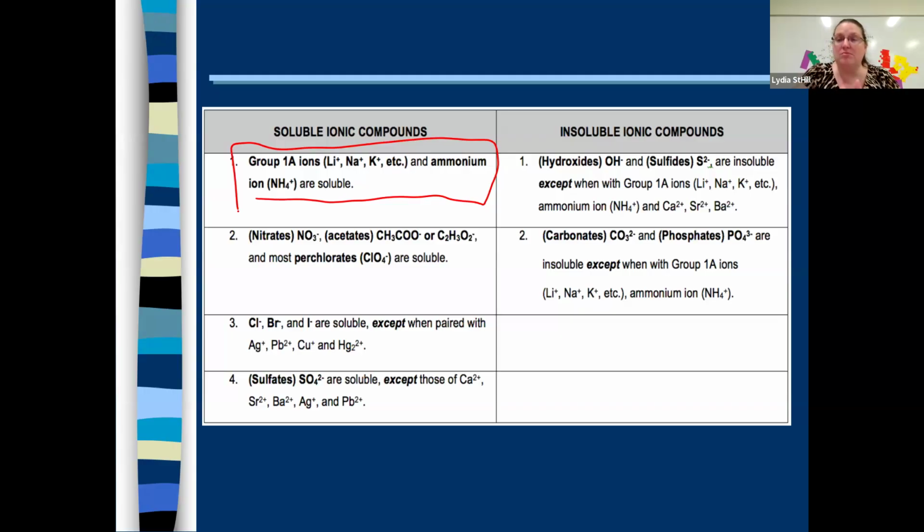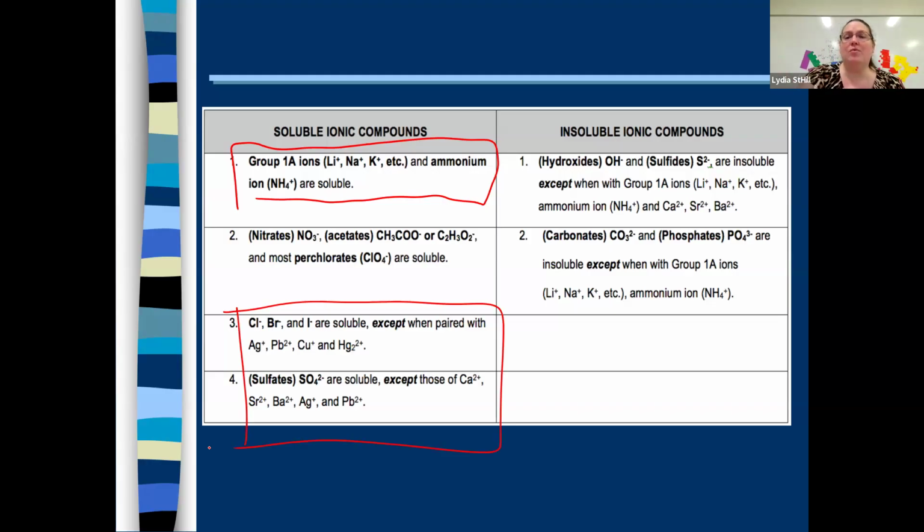Sulfates are similar. They like to be players unless they come across calcium, strontium, barium, silver, or lead. So it's really important that we understand who are the ones that want to marry their celebrity crush, and only that celebrity crush, nothing else will make it happen. Otherwise, they fall into that. They want to be single, they want to be mingling.